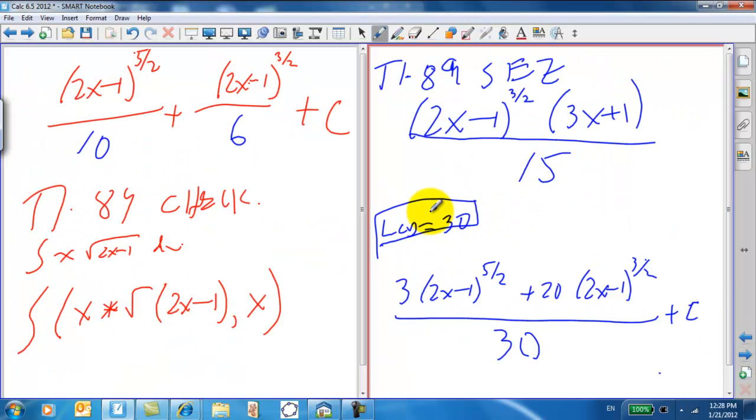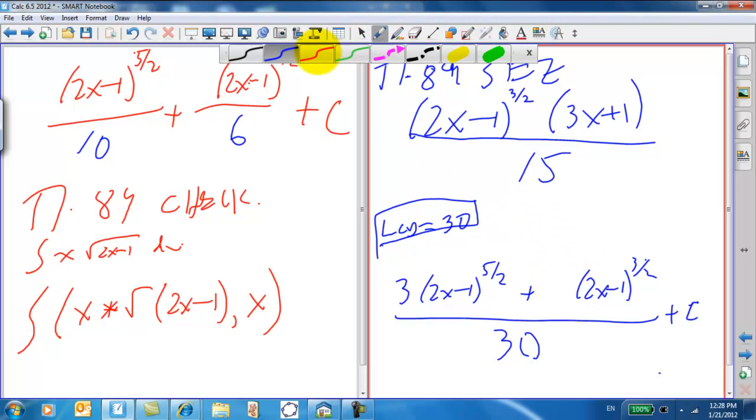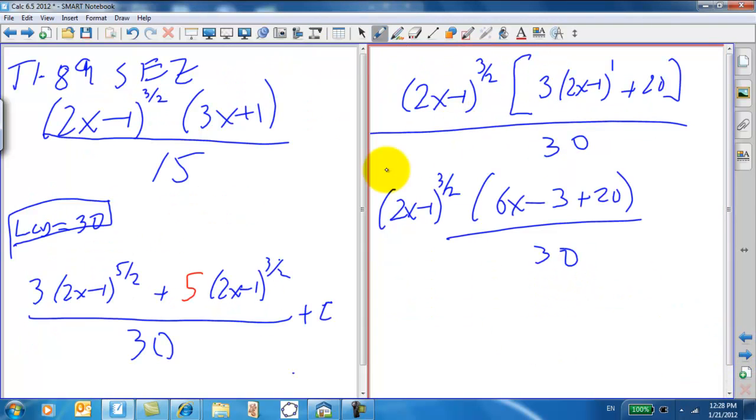So if I do an LCD of 30, we have to multiply this fraction by 3 over 3, we did that, and this fraction by 5 over 5. So let's make that a 5. So now we have 2x minus 1 to the 3 halves times 3 times 2x minus 1 plus 5. And this is looking much better.